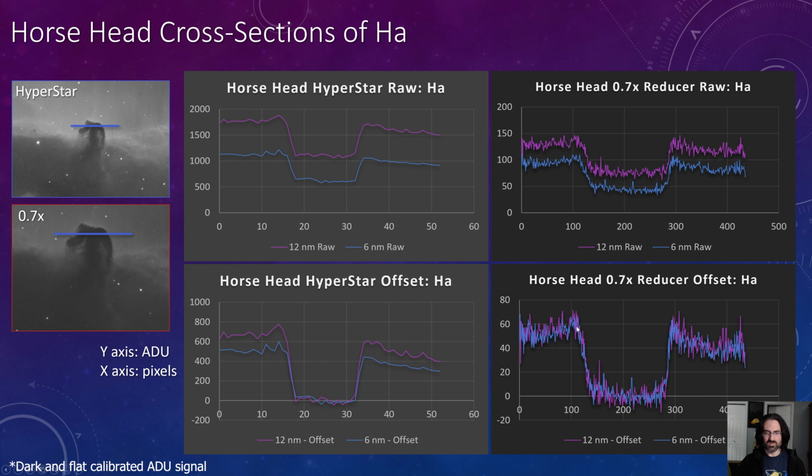This was really confusing. Why do we get the same contrast at f7, but we actually get better contrast with the 12 nanometer filter? I really was expecting the opposite result, to where the 6 nanometer filter should be giving me the better contrast or the higher signal compared to the background.